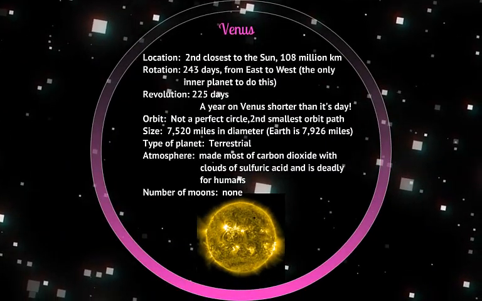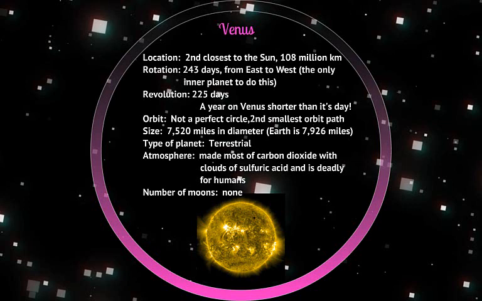Venus is second closest to the sun. It is 108 million kilometers from the sun. Its rotation is 243 days from east to west. It is the only planet that rotates from east to west. So whereas on the Earth, the sun rises in the east and sets in the west, it is the exact opposite on Venus.